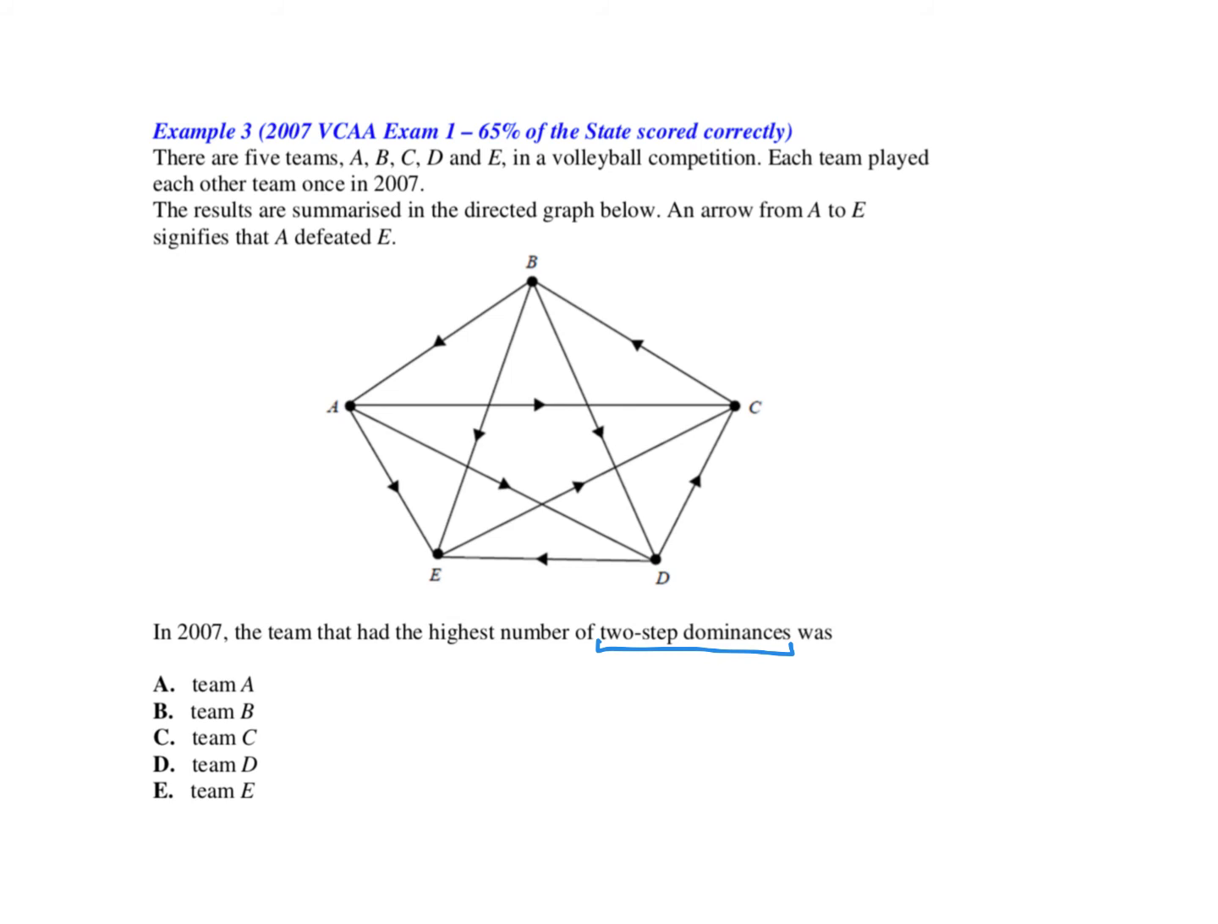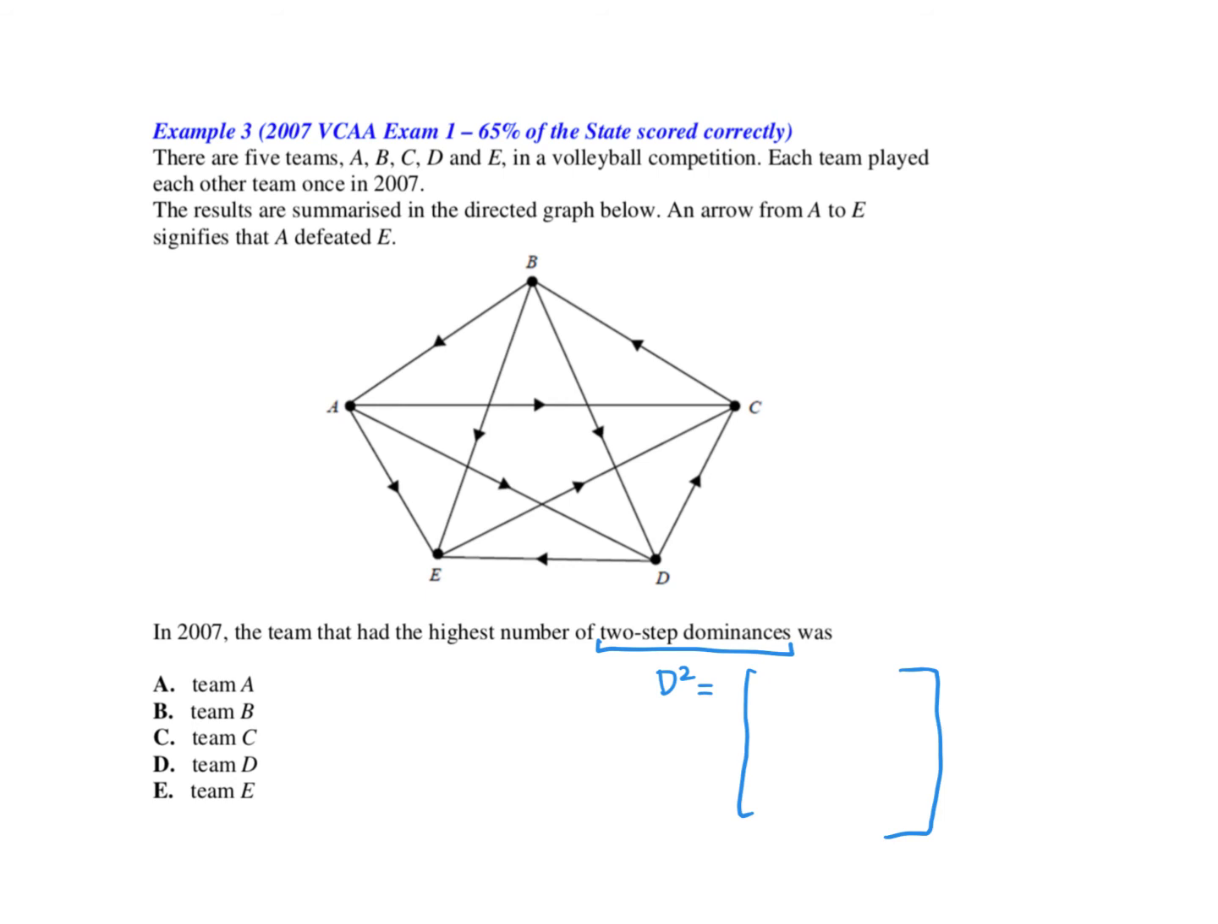They just want 2-step dominance. So really all we need to do is find D squared and add up all those, the total of that. They don't want both. So that is the trap. They said just 2-step dominance.